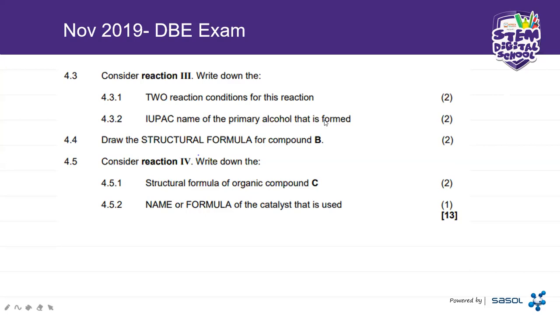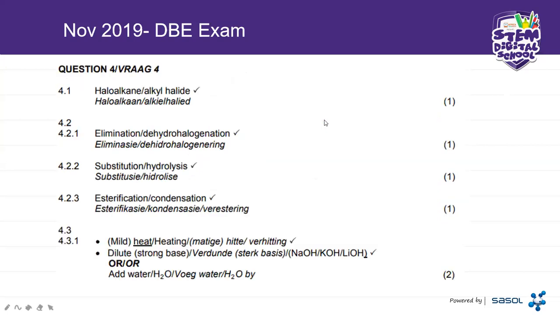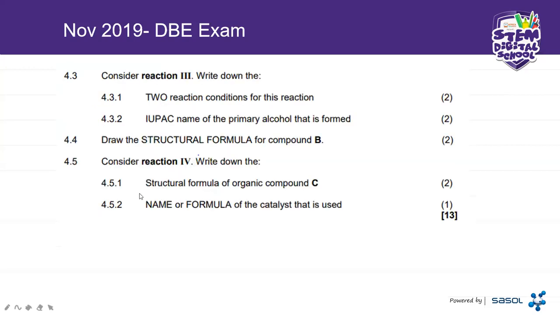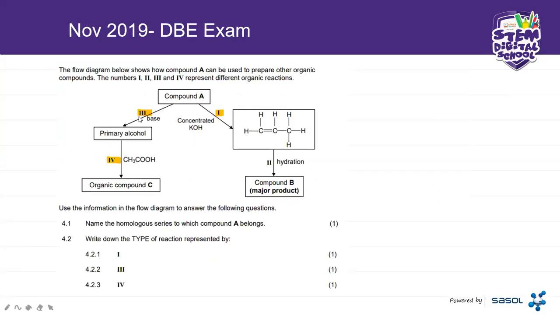Let's see. So you see, it says here, where there's heat, or dilute strong base, or add water. So these are all the conditions that we're going to use. So here they wrote, you see, there are many ways to kill the cat. Here they wrote about the heat, which is what we already spoke about, but there must be a strong base. And where would you get that from, guys? We're working with number 3, right?